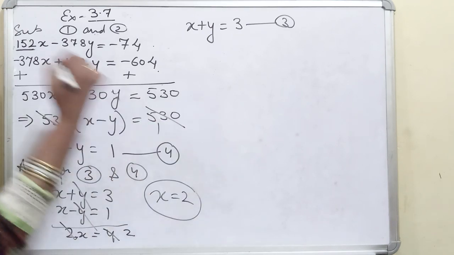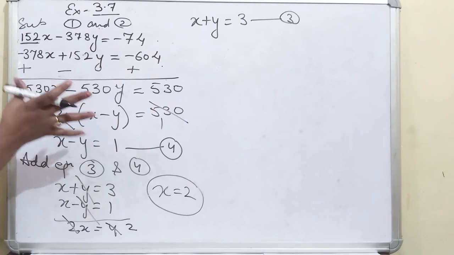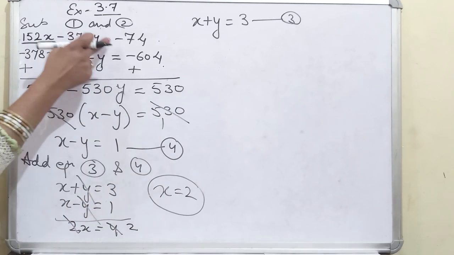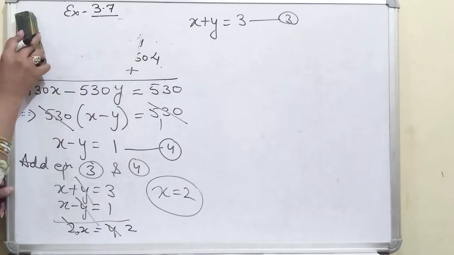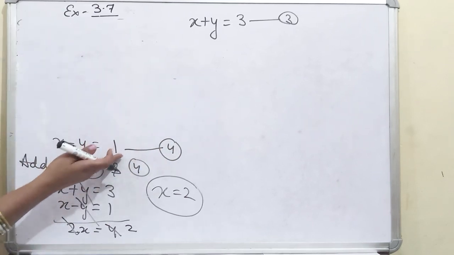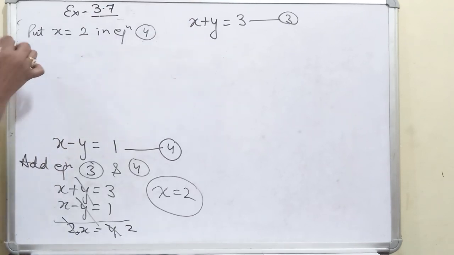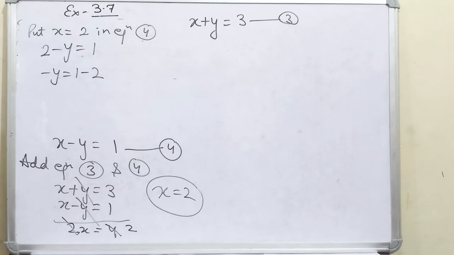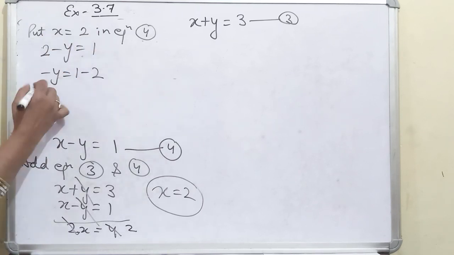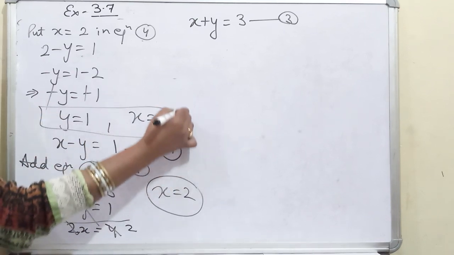So x is 2. Now put the value of x in either equation 1 or 2, or you can put it in 3 or 4 too, but we take the smaller equation, which makes the calculation easy. Of course, either 3 or 4 will be easier. So I'm putting the value of x in equation 4. Put x equal to 2 in equation 4: 2 minus y equal to 1, so minus y is 1 minus 2. When you shift the 2 to the right-hand side, it becomes minus. So minus y is minus 1. Cancel out, y equal to 1 and x equal to 2. These two are the answers.